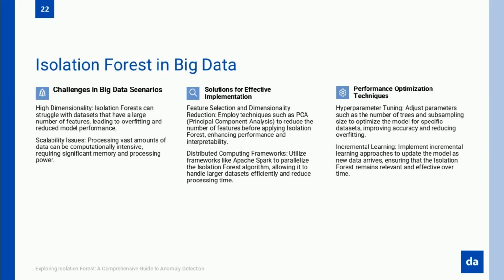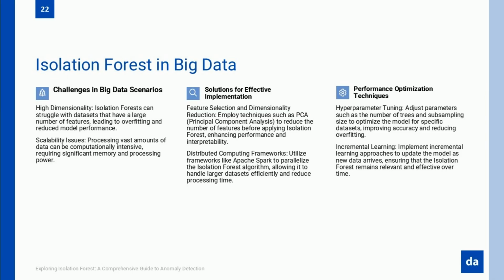A third strategy is adjusting model parameters. In high-dimensional datasets, lowering max features, the number of features considered at each split, can prevent the model from relying too much on irrelevant attributes. Instead of randomly selecting from all available features, reducing max features forces the model to focus on a smaller subset of the most relevant ones, increasing the chance of isolating anomalies efficiently.